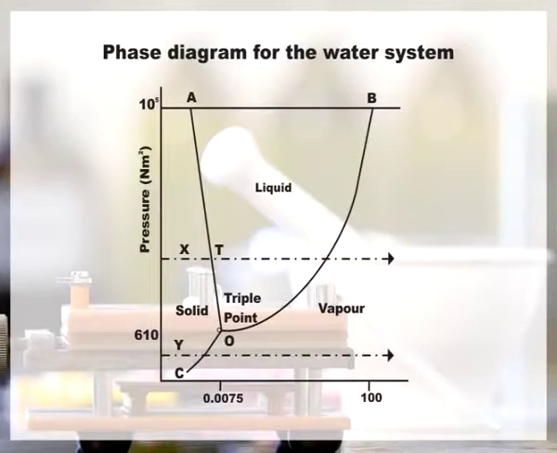The phase diagram consists of 3 separate regions representing the phases of water: solid, liquid and vapor. The point O is the only point where all 3 phases can coexist, and it is known as the triple point. Solid, liquid and gas phases exist at this point. This is known as the triple point of water.